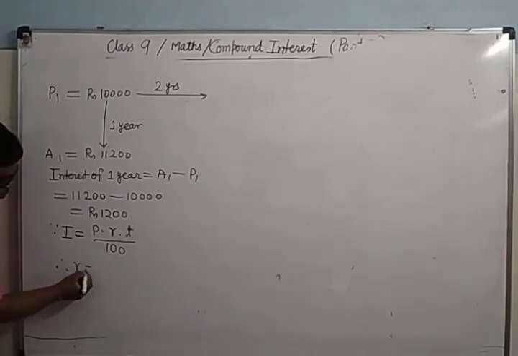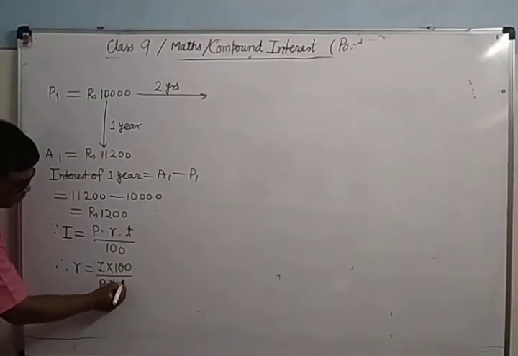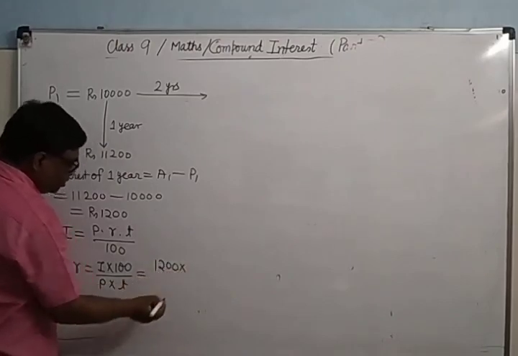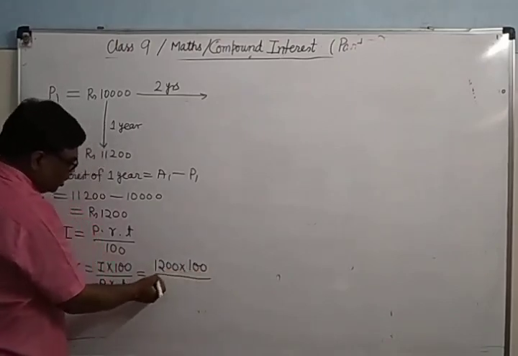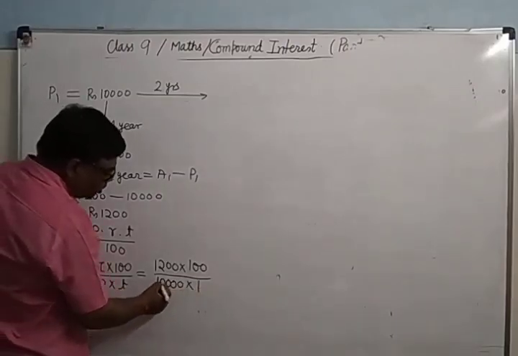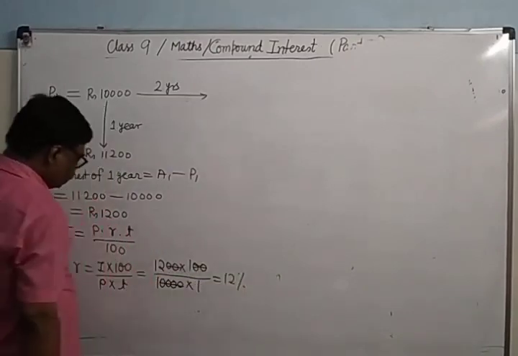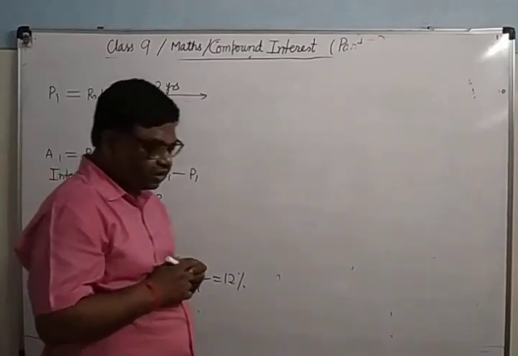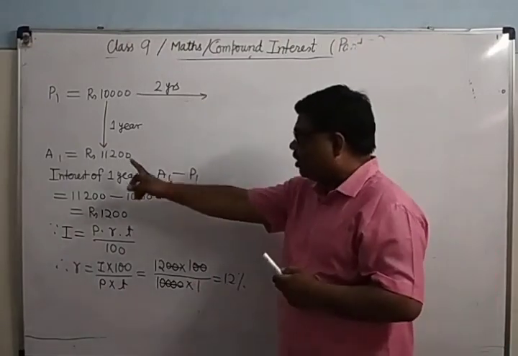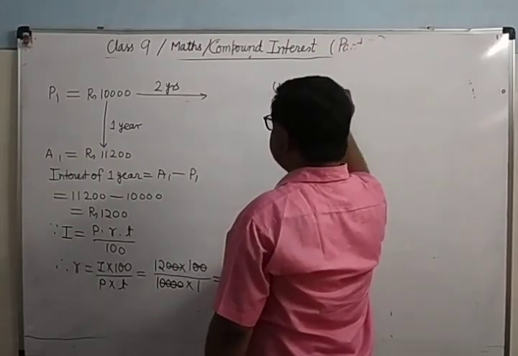Therefore, R equals interest into 100 upon P into T. Substitute the values. So it is 1200 into 100, principal is 10000, and time is 1, so this is cancelled. So it is 12%. Rate is 12%. Now you have to find the amount at the end of the second year. So now you know A1 is this. So what will be P2? P2 equals rupees 11200.